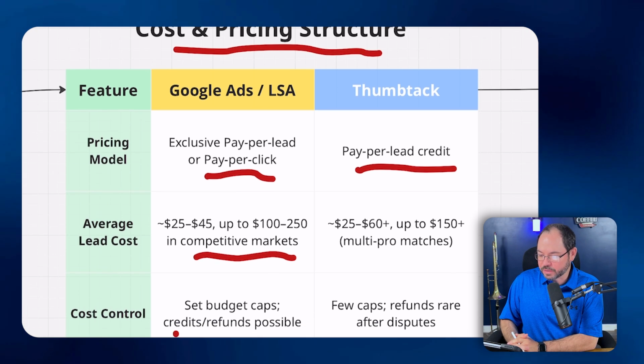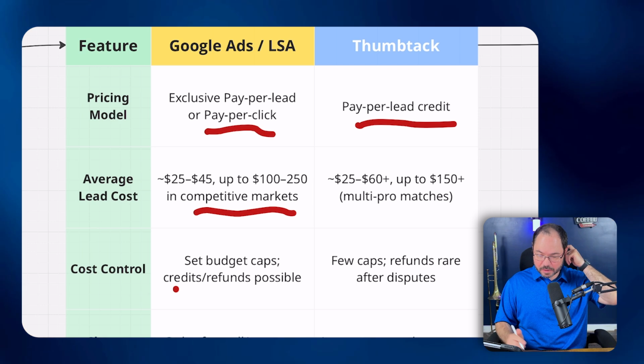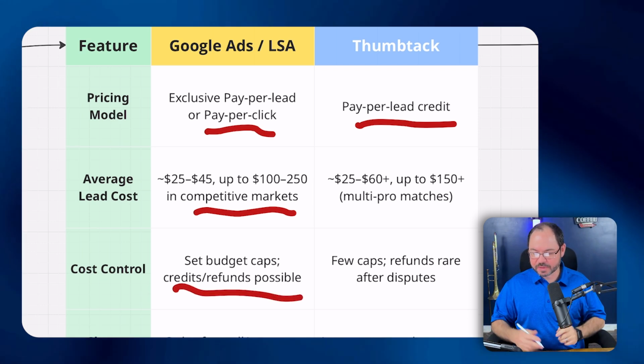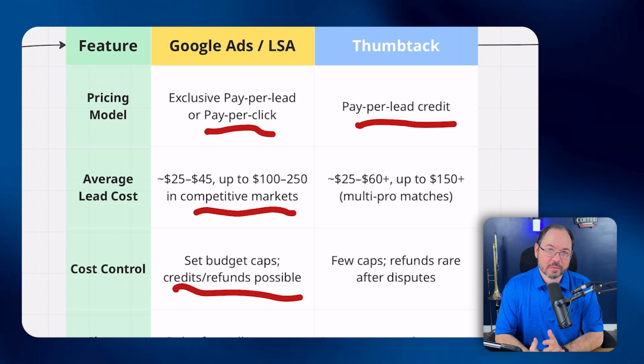Next, budget control. So let's talk about cost. You can cap your budget, and for local service ads, you can also get credits and refunds. It's possible: if it's not a good lead, let's say a lead comes through that's out of market or something you don't do, typically you can get your money back. And that's pretty much an automated system now.